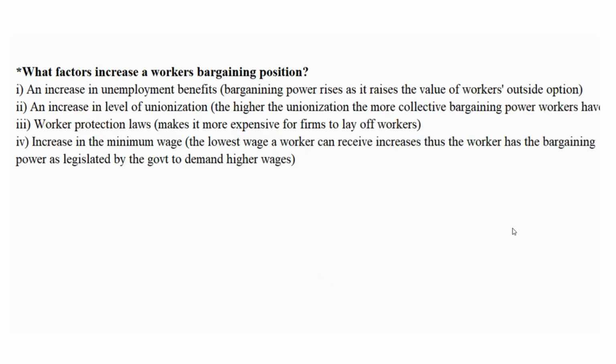It could be because of worker protection laws, which make it more expensive for firms to lay off workers. It could also be an increase in the minimum wage, as the lowest wage a worker can receive increases, thus the worker has the bargaining power, as legislated by the government, to demand higher wages. So these are all factors that can increase Z, representing an increase in the bargaining power for a given level of U, shifting the wage setting curve upward.